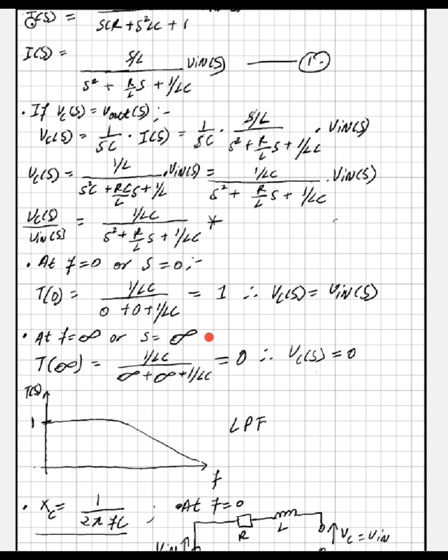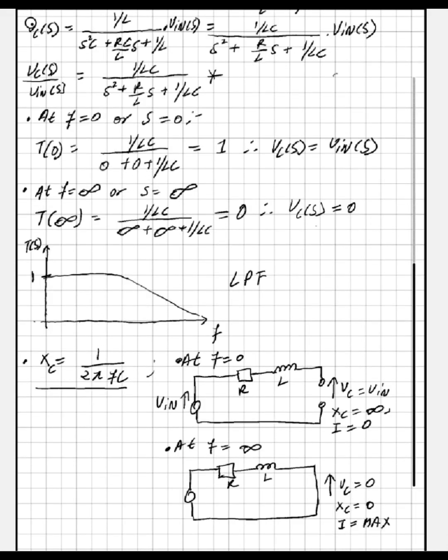At the other end of the spectrum, if the frequency was very high or infinite, then the transfer function becomes 0. So then the voltage across that capacitor would be 0 volts. We can sketch that in this rough approximation. And this is a low-pass filter, which means this circuit is able to allow any low-frequency components to pass through, but it will block any high-frequency signals.